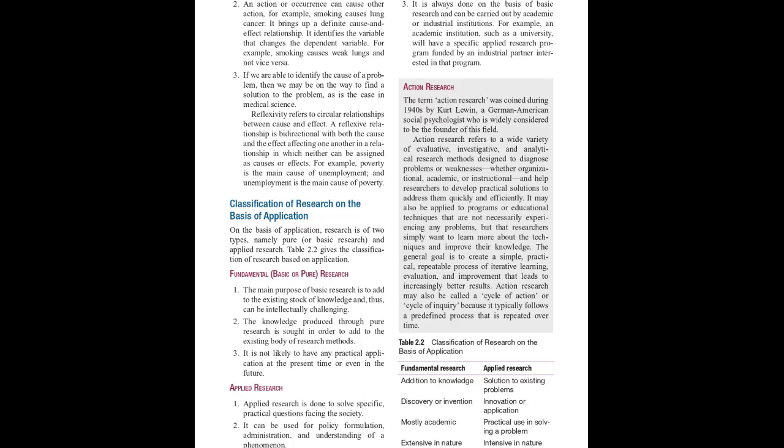Applied research. 1. Applied research is done to solve specific, practical questions facing the society. 2. It can be used for policy formulation, administration, and understanding of a phenomenon. 3. It is always done on the basis of basic research and can be carried out by academic or industrial institutions. For example, an academic institution, such as a university, will have a specific applied research program funded by an industrial partner interested in that program.